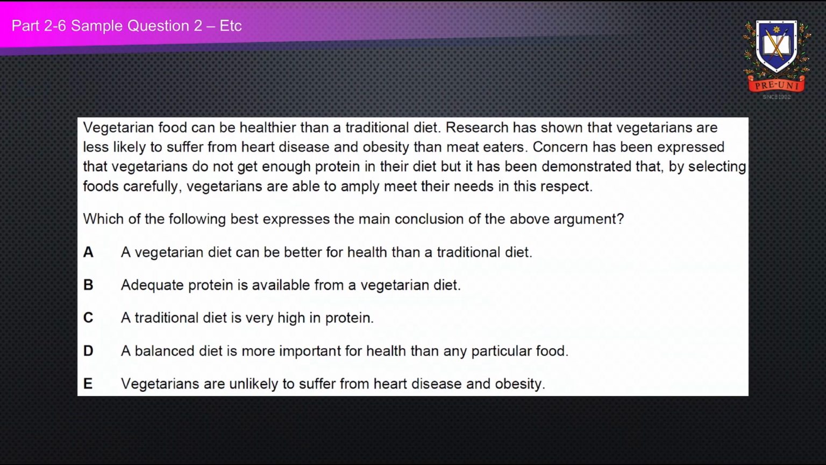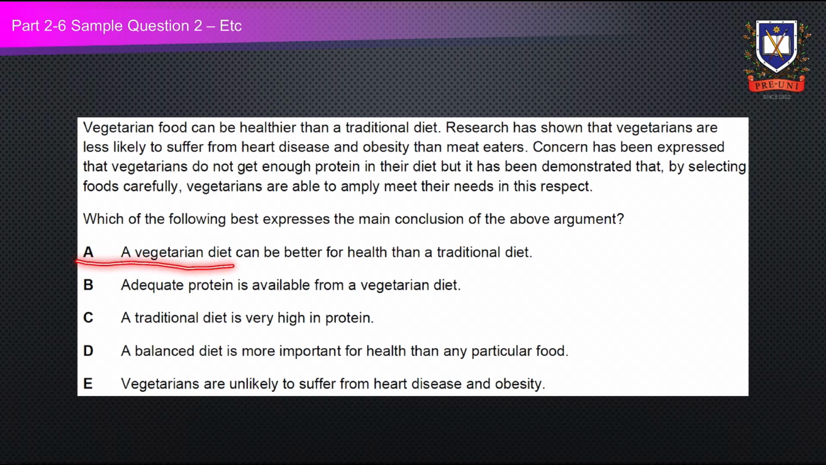Let's look at this example of an identifying the main conclusion question. It says, vegetarian food can be healthier than a traditional diet. Research has shown that vegetarians are less likely to suffer from heart disease and obesity than meat eaters. Concern has been expressed that vegetarians do not get enough protein in their diet, but it has been demonstrated that by selecting foods carefully, vegetarians are able to amply meet their needs in this respect. Which one of the following best expresses the main conclusion of the above argument?